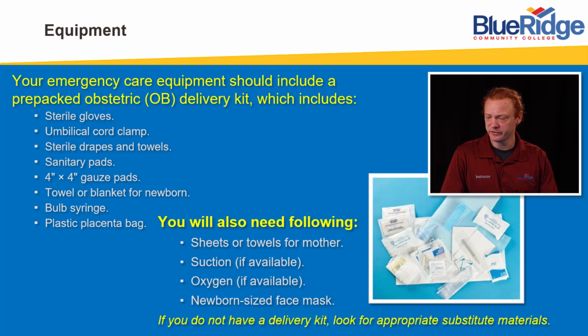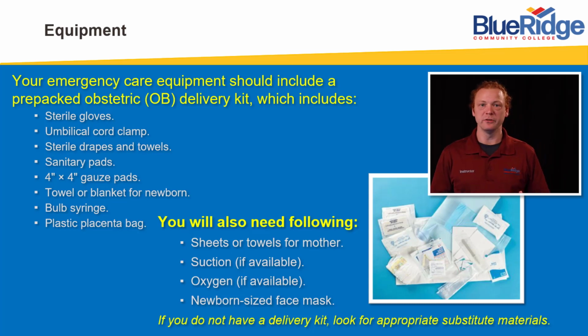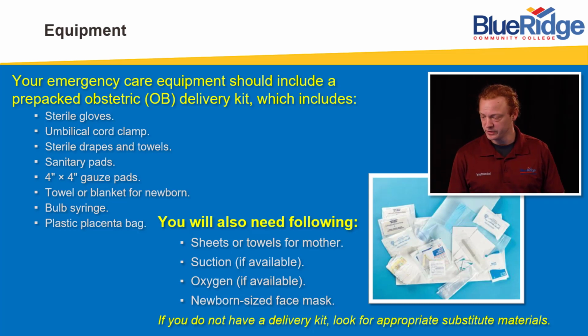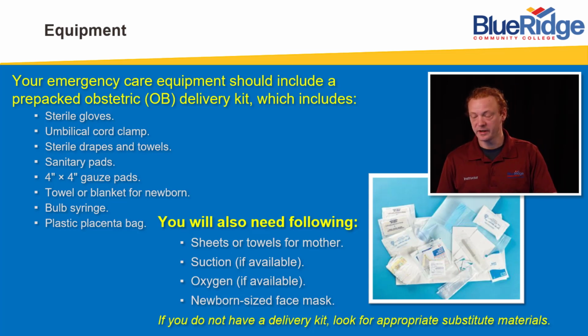Some of the equipment that you'll be using in an OB kit: you'll have sterile gloves, umbilical cord clamp, sterile drapes and towels, sanitary pads. There will be 4x4 gauze, towel or blanket for the newborn, a bulb syringe for suctioning the airway, and then a plastic bag to put the placenta in after it's been delivered. In addition, you'll need some sheets and towels for mom, some extra sheets and towels for baby, suction if available, oxygen, and then a newborn-sized face mask.